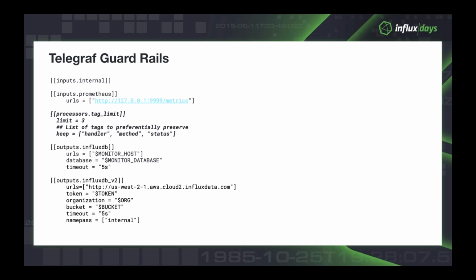Another processor that you can run that is very powerful to manage the data pipeline is the tag limit. As I said, the more tags you have, the harder it is for the database to handle them. So what you can do is set a tag limit. You can say that every point that comes to this Telegraf will have a hard limit of 3 tags, and the ones that will be kept as a higher priority are handler, method, and status in this example.